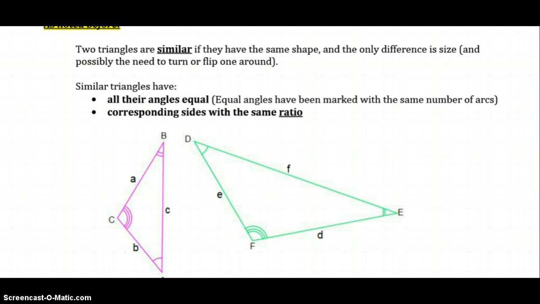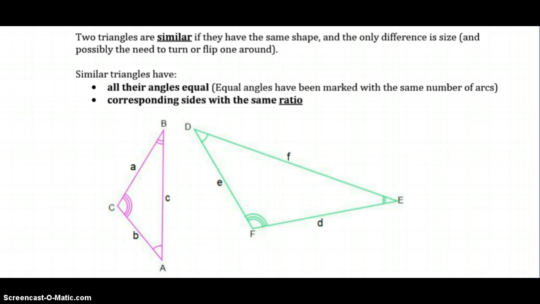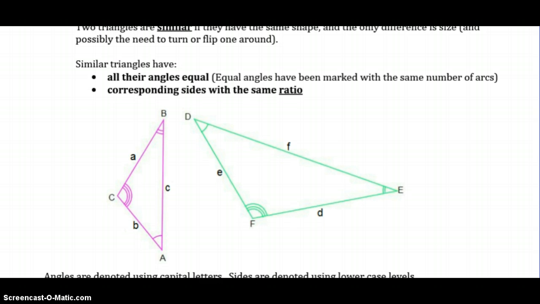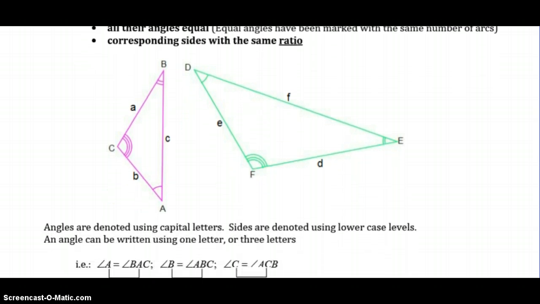They could possibly be flipped, turned, rotated, reflected, whatever words you want to use to describe it, but they may not be in the same orientation. So similar triangles, as we know, have all equal angles and the corresponding sides have the same ratio. So they've either been increased or decreased by the same factor.